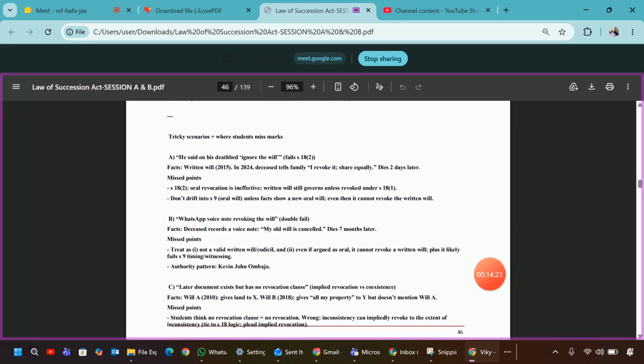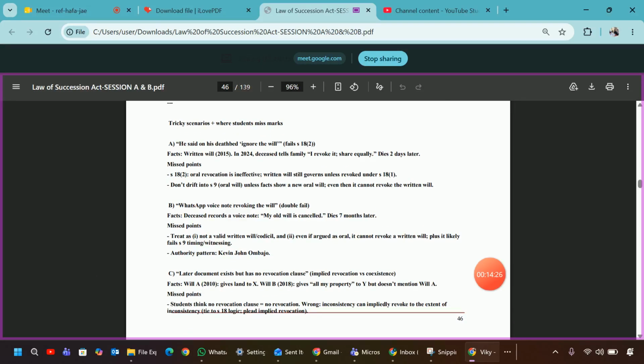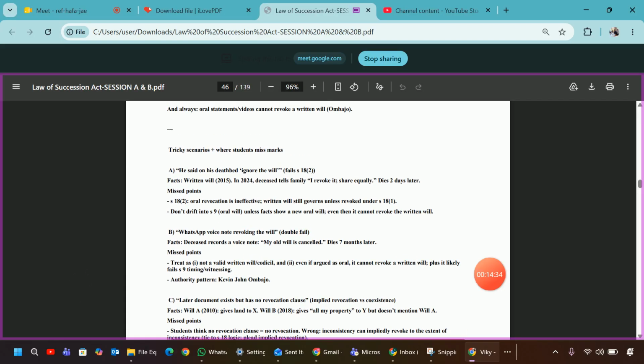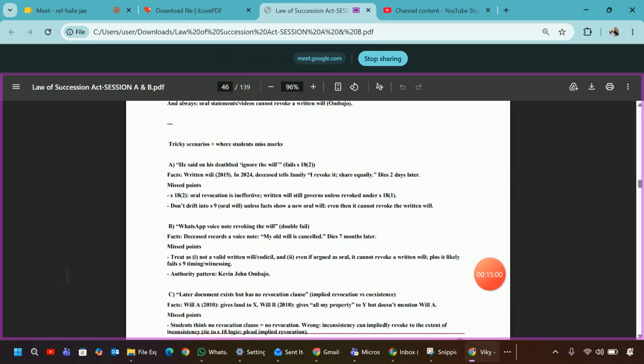Tricky situations, and where students will miss marks. A. He said on his deathbed, ignore the will. This fails section 18.2. Facts: a written will was made in 2015. In 2024, the deceased tells family, I revoke it, share equally, then dies 2 days later. The missed point is that under section 18.2, oral revocation is ineffective. The written will still governs unless revoked under section 18.1. Don't drift into Section 9 oral will unless facts show a new oral will. Even then, it cannot revoke the written will.